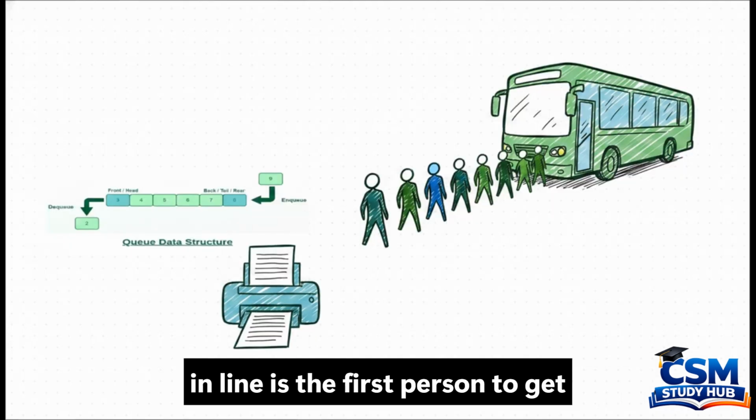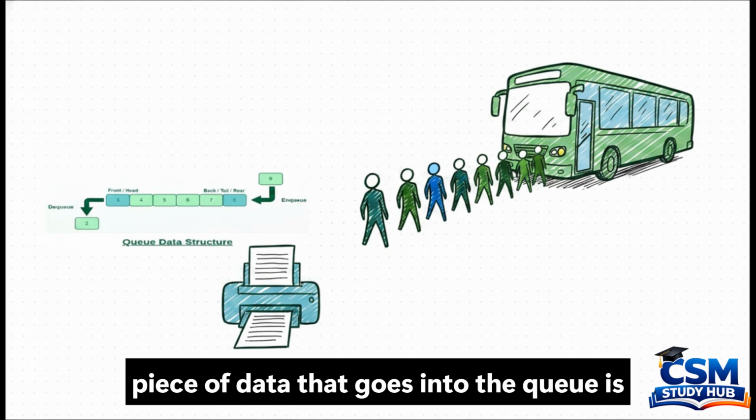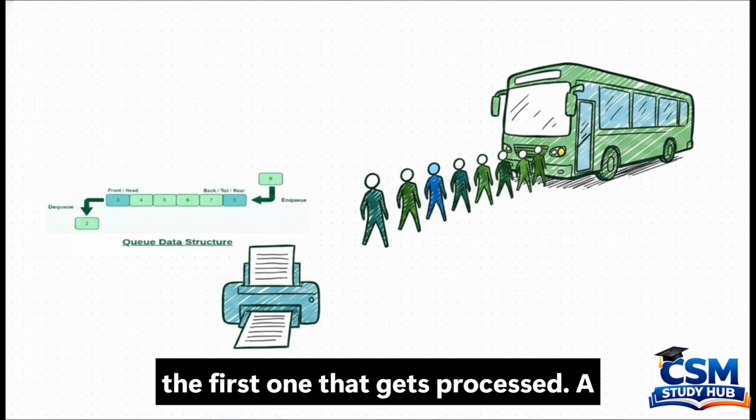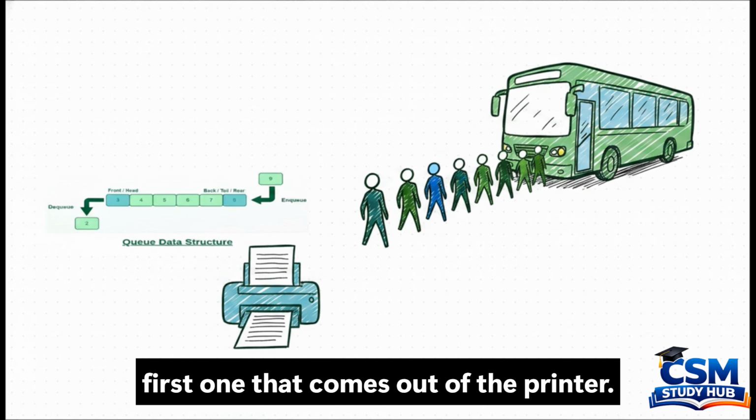The first person in line is the first person to get served. In computer terms, the first piece of data that goes into the queue is the first one that gets processed. A print queue is a perfect example. The first document you hit print on is the first one that comes out of the printer.